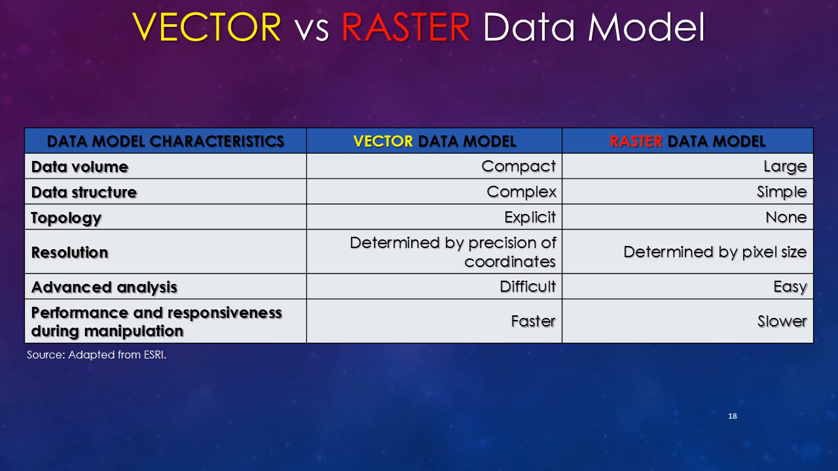In terms of advanced statistical analysis, the relatively simple structure of raster data lends itself well to advanced analyses, while such analyses are relatively more difficult to execute with vector data. Because of the relatively high data volume of the raster model, it usually takes longer to manipulate and perform analysis upon. Vector is comparatively faster in terms of performance and responsiveness.